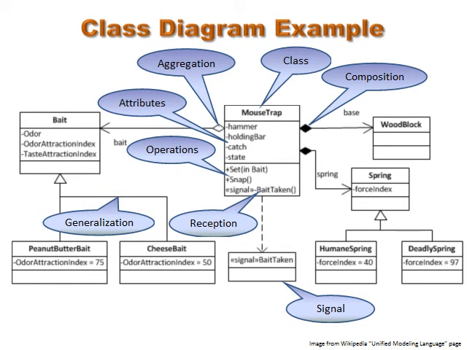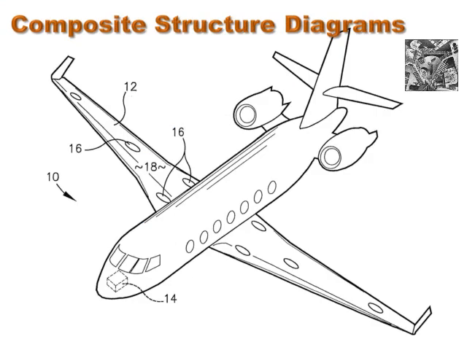You can also see that for a spring, there could be a humane spring or a deadly spring, depending on the force index. It's a private initialization of that force index variable. On the left, you can see that there are two kinds of bait: peanut butter bait and cheese bait, and they have different odor attraction indices. And I think everything else we've covered already, so I'm going to move on.